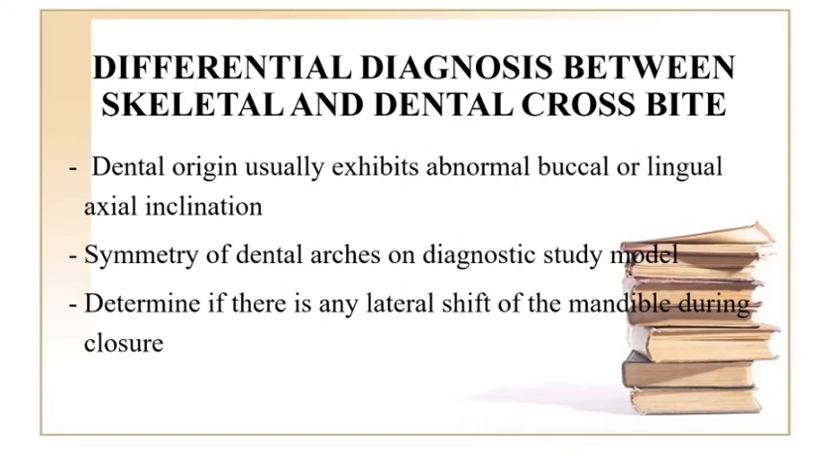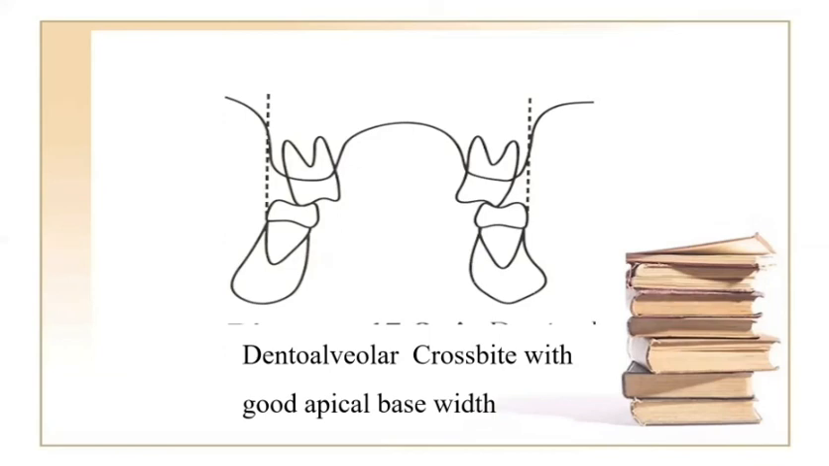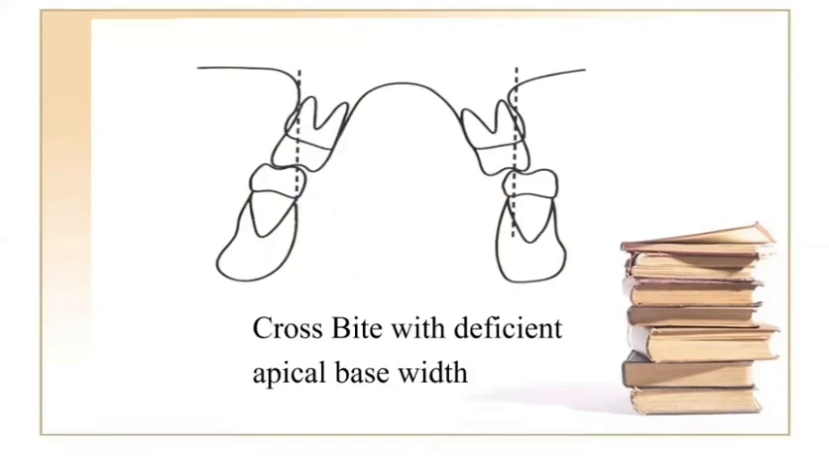Symmetry of dental arches on diagnostic study model will be there. Determine if there is any lateral shift of mandible during the closure. In the diagram, you can see dento-alveolar crossbite with good apical base width. In this diagram, crossbite with deficient apical base width.